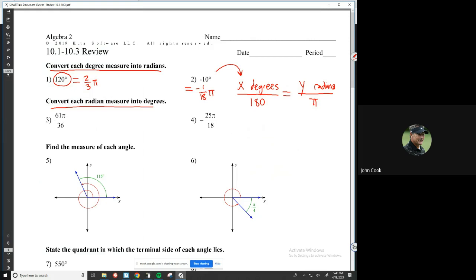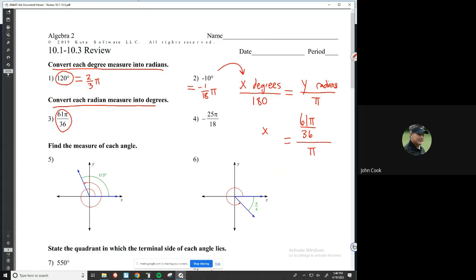All right, let's see how this changes if I've got radians and I need to convert it to degrees. This is going to be some huge difference, right? It's going to be such a huge, disgusting thing that we have to do. It's not going to be like that. It's going to be really easy. So taking the radian value, I'm going to plug that in for y now. So I've got 61 pi over 36, and then I divide all that by pi, and that's equal to x over 180 degrees.